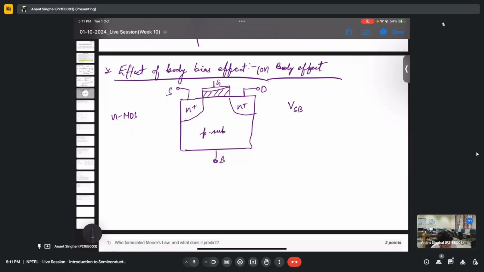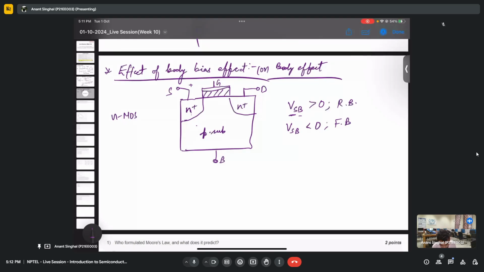Let us say that we have a certain voltage VSB. Can you tell, if VSB is greater than 0, what will be the condition of this particular diode, which is N plus and P? If the source has a higher voltage than the body, then what will happen? The junction will be in reverse bias. Yes, if I give a more positive voltage at the source, which is the N side, and the body is the P side, it will be reverse bias. That is correct. And the opposite goes for it: if the source voltage is negative and the body voltage is positive, then it will be forward bias.